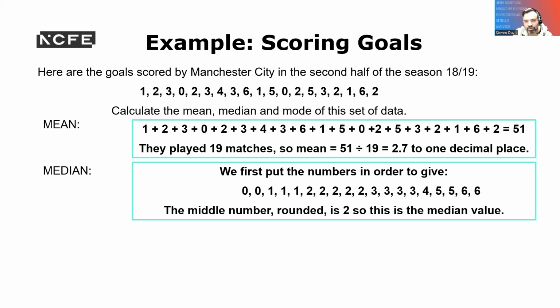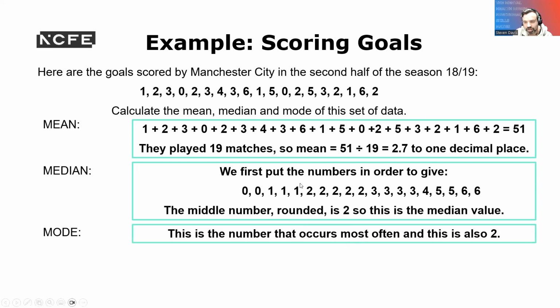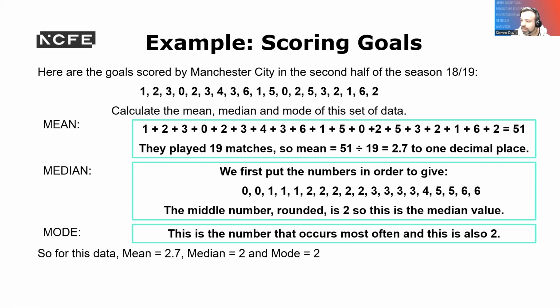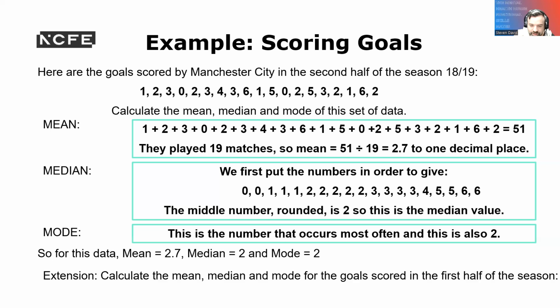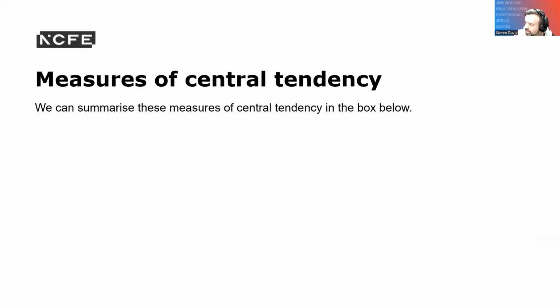Then we need to put them all in order. So then the median will be 2. And then the mode is the one that occurs the most. So then that's 2. So for the data set here, the mean is 2.7, the median is 2, the mode is 2. So calculate the mean, median, mode for the goals scored in the first half of the season, and we're going to do the same then.